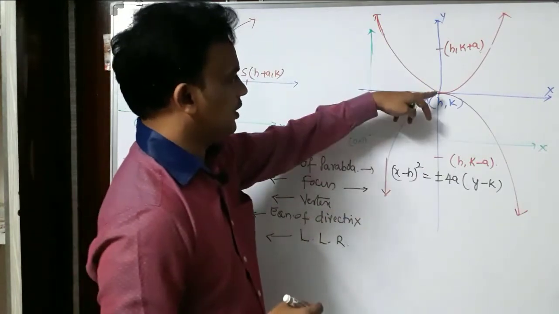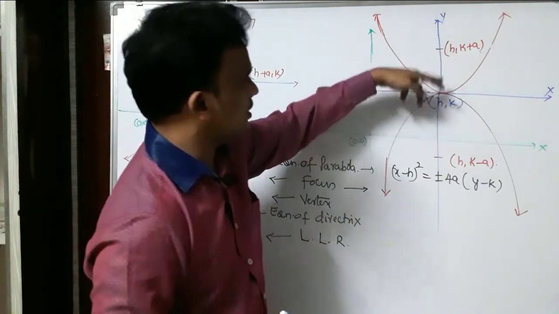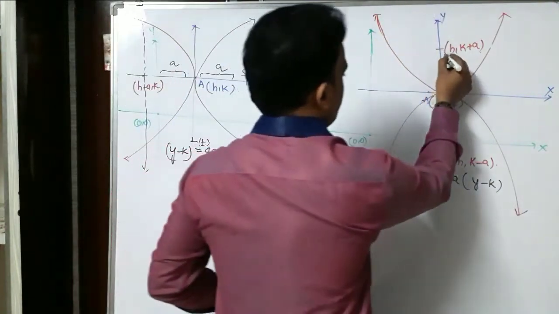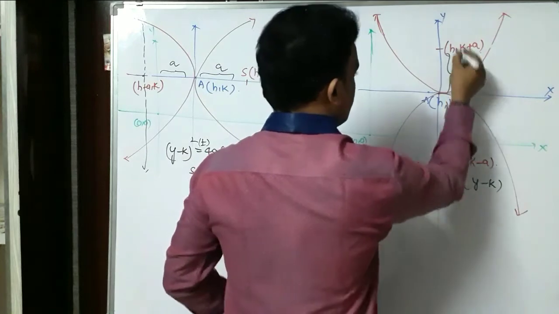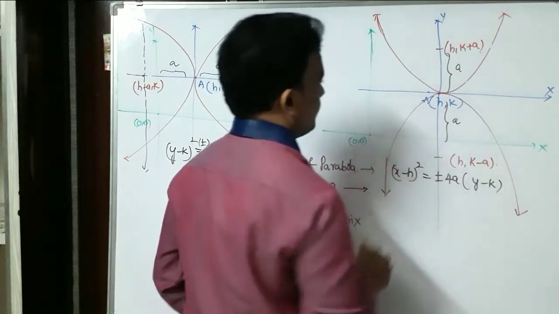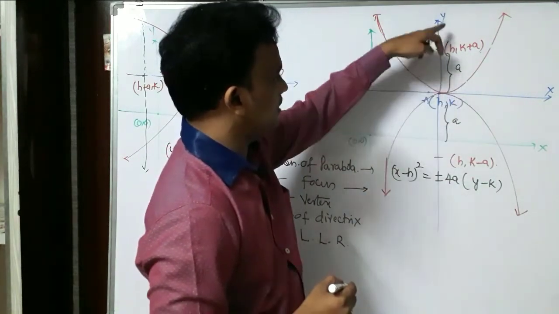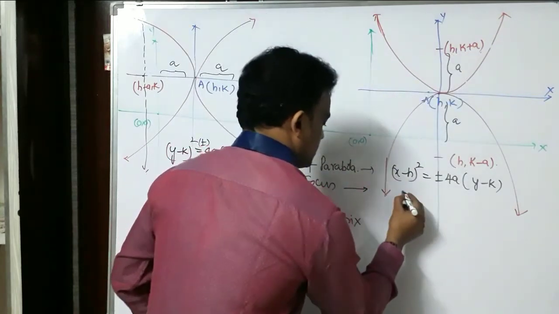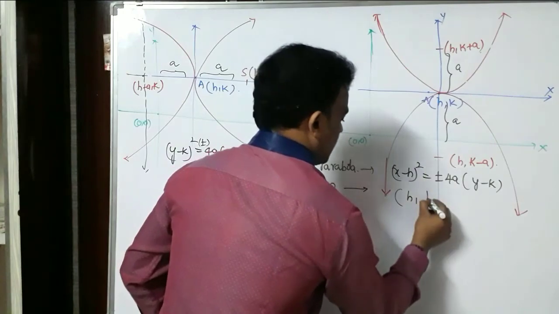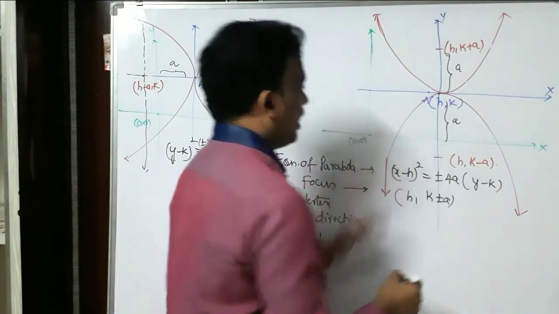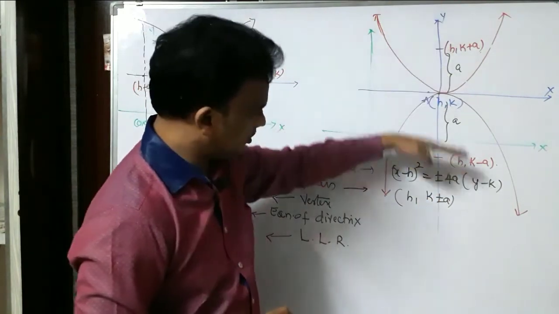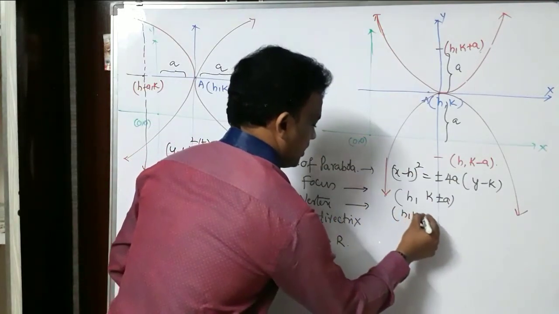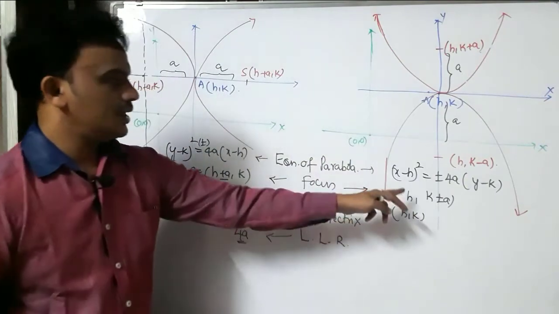Please observe this one. The focus lies on a vertical line. Here the y value is increased by a, and there the y value is decreased by a. So k is increased by a, k plus a. So the focus will be h comma k plus or minus a. Upward parabola k plus a, downward parabola k minus a. And the vertex is h comma k.